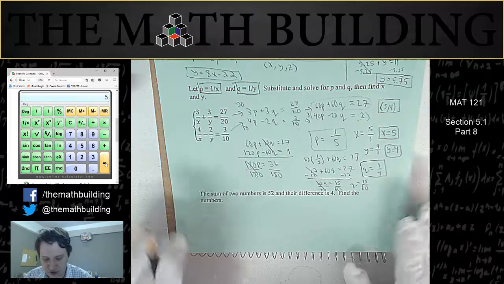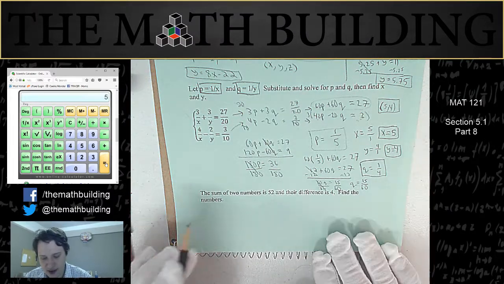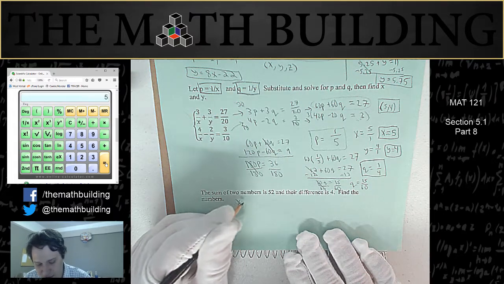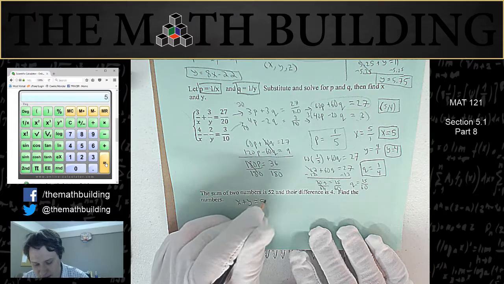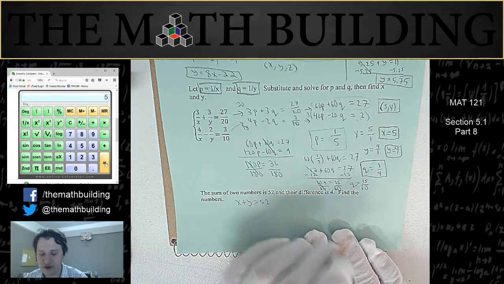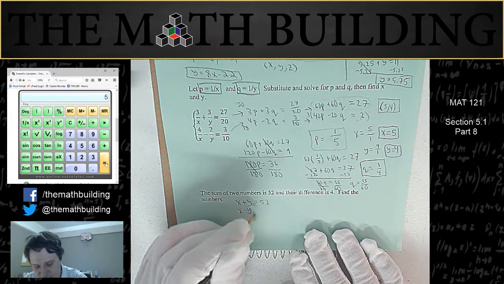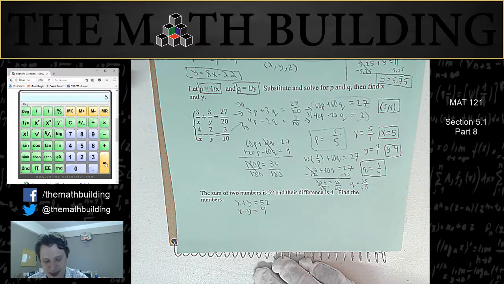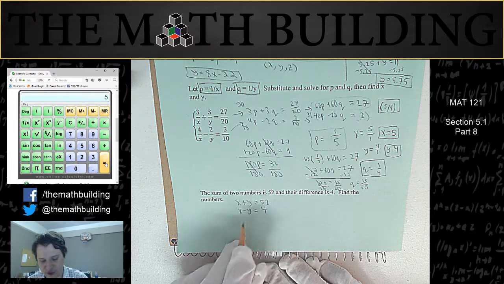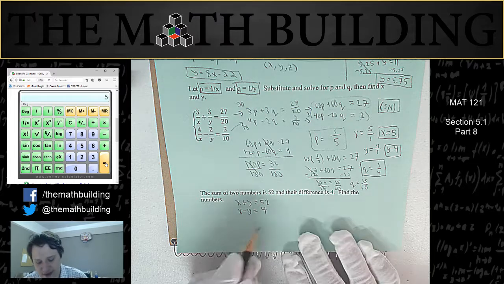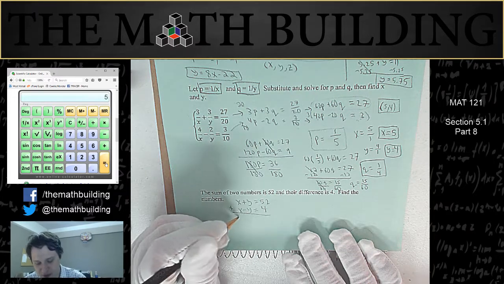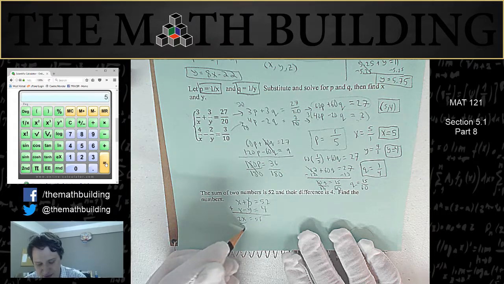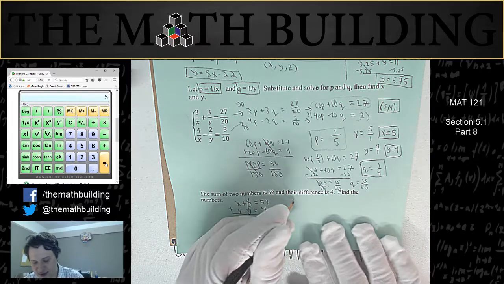Let's do the last one. The sum of two numbers is 52 and their difference is 4. Luckily, this is way easier than some of the ones in this section. The sum of two numbers is 52, so I'm going to call that x plus y is 52. The difference is 4, x minus y is 4. Remember that difference means subtraction. You can see right away that this is set up for elimination. So 2x equals 56. Divide by 2, and x equals 28.